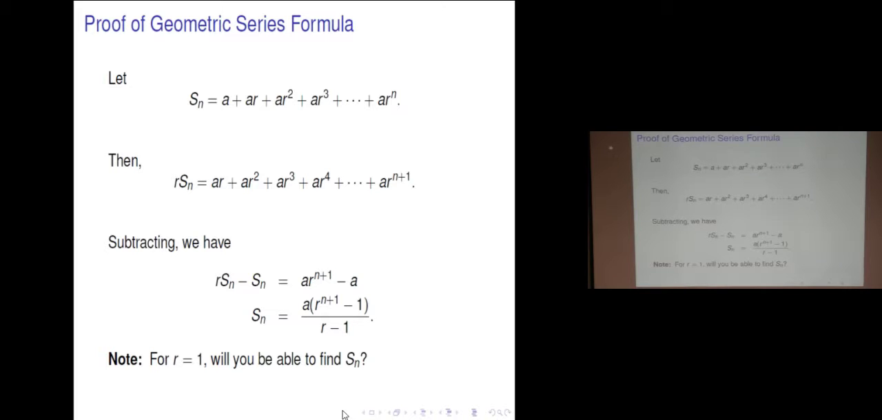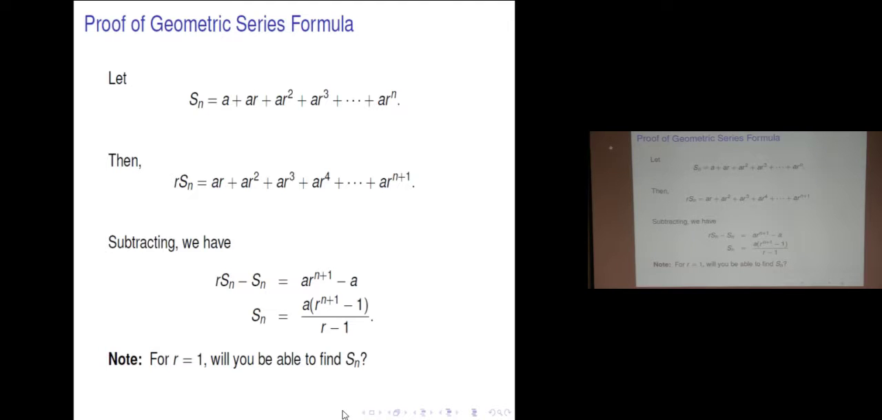So the only surviving term is here. It's a times r to the n plus 1, right? So if you multiply minus 1 to the first equation, then add to the second equation, you get this. And then it's very easy to solve, right? So that you get Sn equal, you just divide.